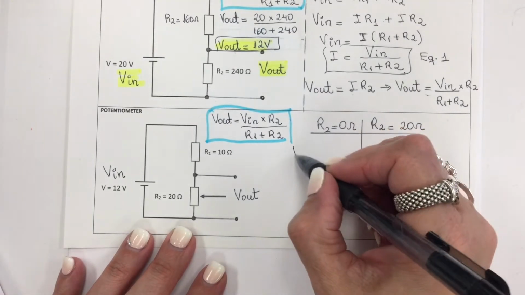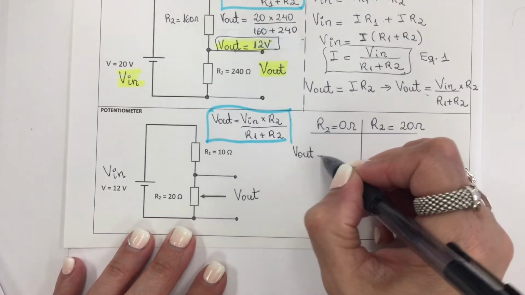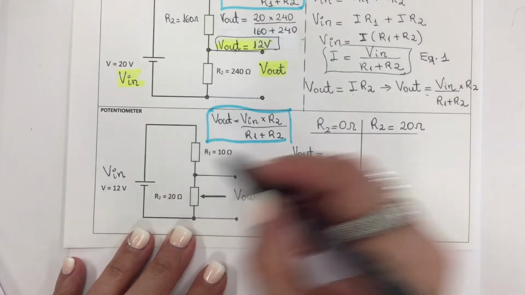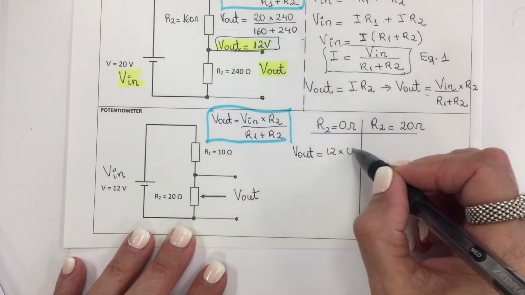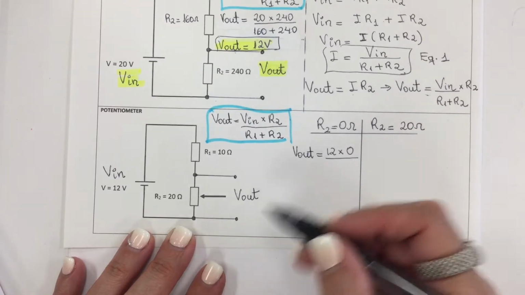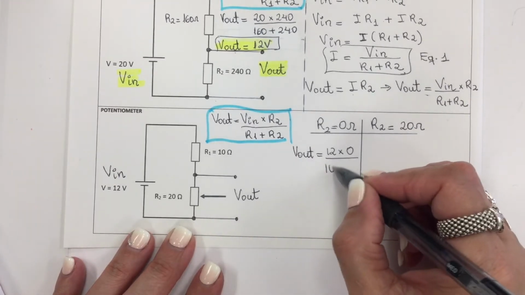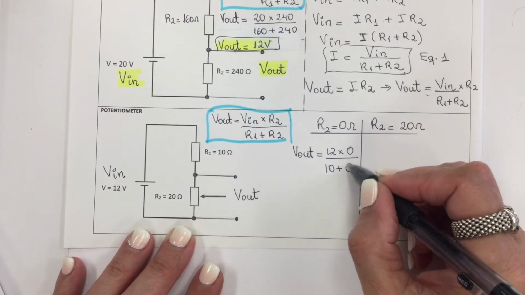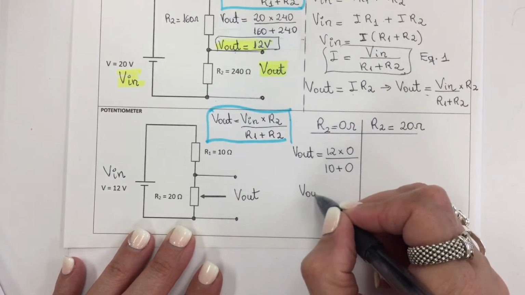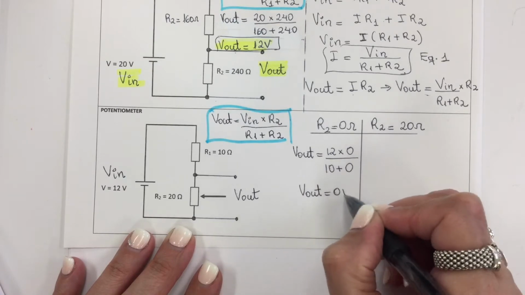So here V out is V in, which is 12, times the resistance, which is 0, over R1, which is 10, plus the resistance, for the minimum value, which is 0. So my V out is 0 volts.